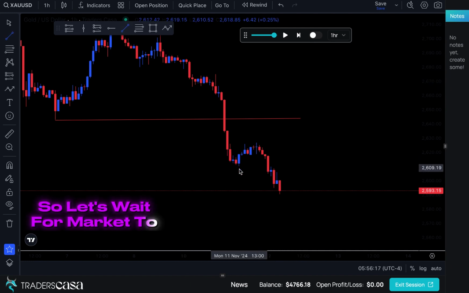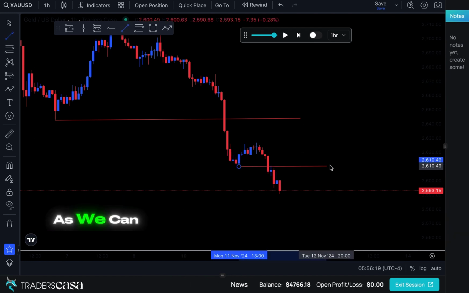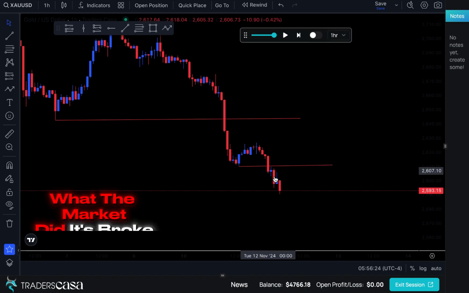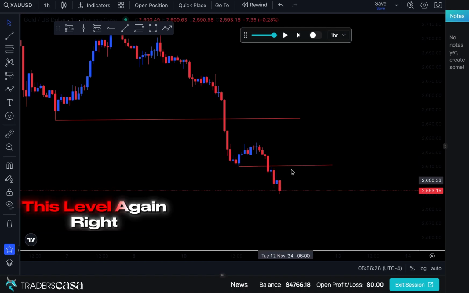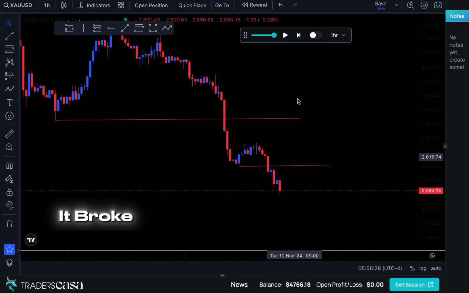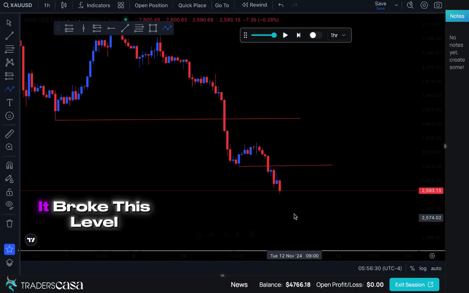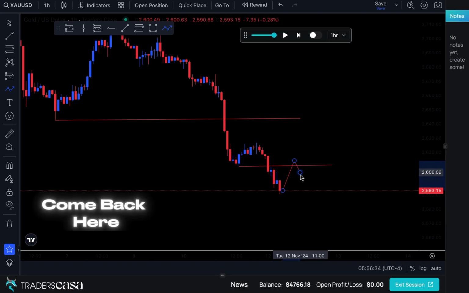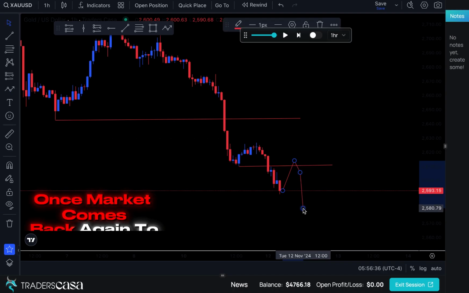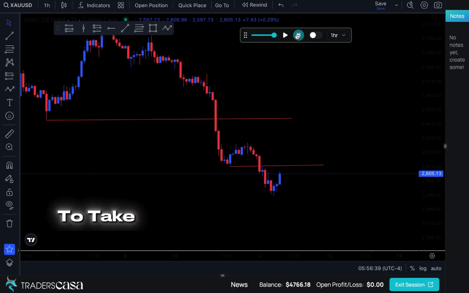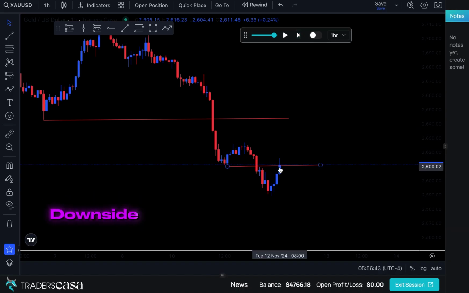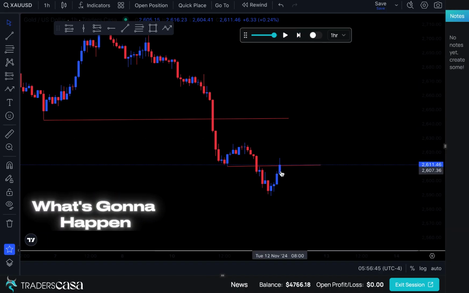So let's wait for market to come back to that level. As we can see, market didn't come back to that level. What the market did, it broke this level again, right? It broke this level. So now let's expect market to come back here. Once market comes back again to this level, we'll look to take a sell. If it closes below, we'll take a sell to the downside. So let's see what's going to happen.